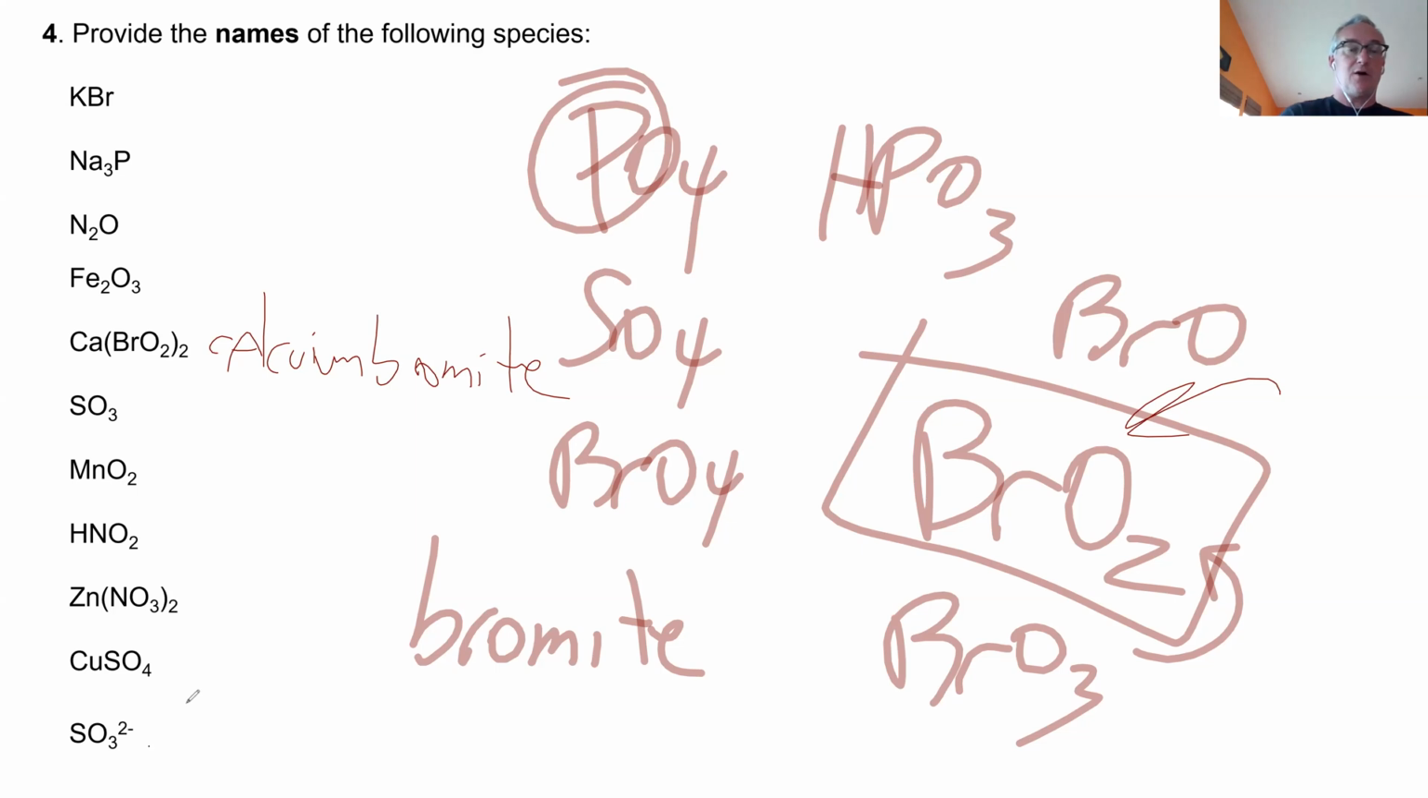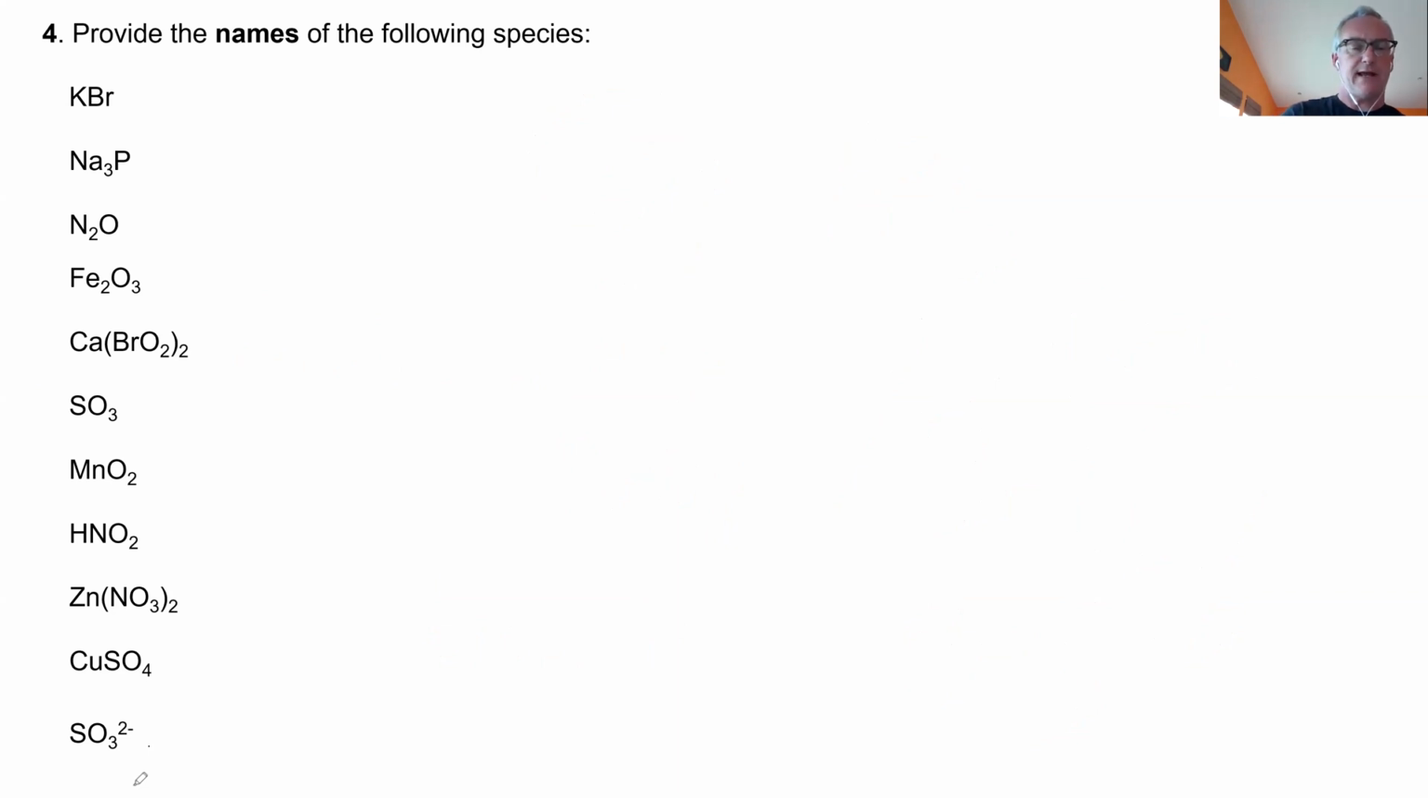Let's do the one just below it. That's a little bit of a trick. What kind of compound do we have here? Covalent. Why do you say it's a covalent compound? Because both S and O are non-metals. Right. Both sulfur and oxygen are non-metals, so they will be sharing oxygens.